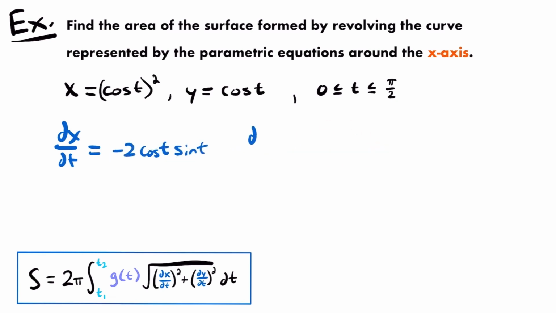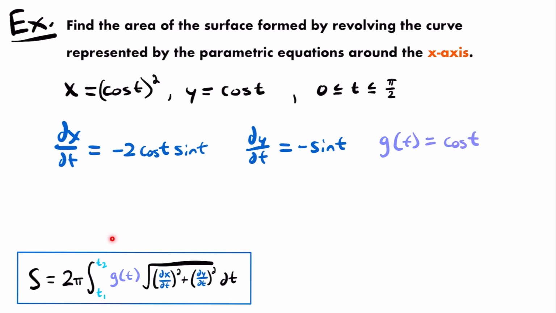Now let's find dy dt. That will be equal to the derivative of y, which is cosine t, and the derivative of cosine is negative sine, so we'll have negative sine t. All right, so now we have dx dt and dy dt, so we're ready to set up our integral. But don't forget that we also need g of t, which is just what y is equal to. And so I'll write that down. G of t is equal to cosine t.